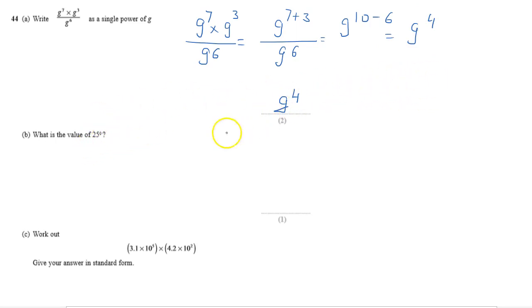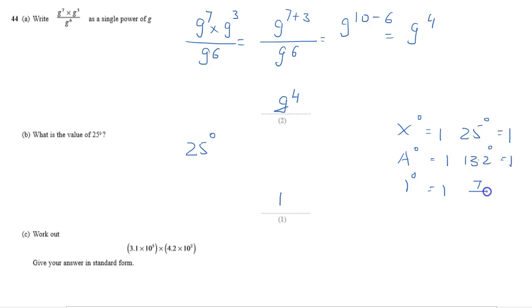What is 25 to the power 0? 25 power 0 is 1. X power 0 is 1. A power 0 is 1. 1 power 0 is 1. 13.2 power 0 is 1. 7 over 9 power 0 is, anything power 0 is 1. This is a very important rule, you must remember this.